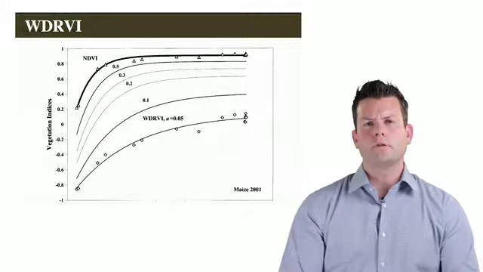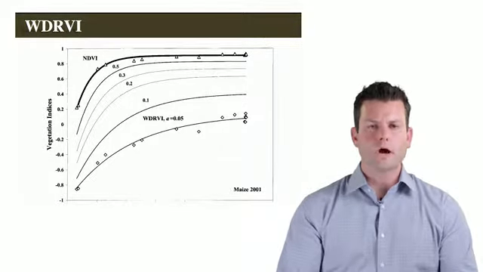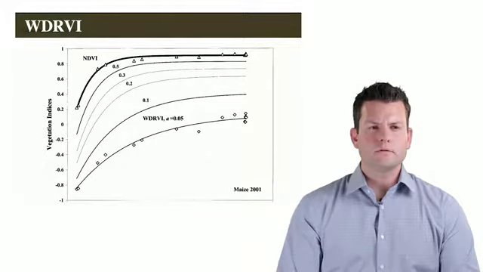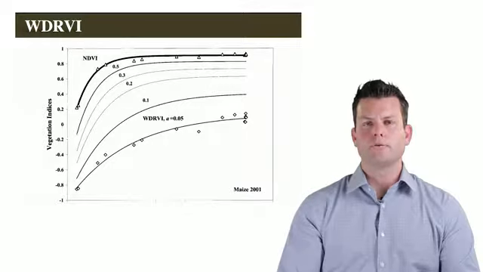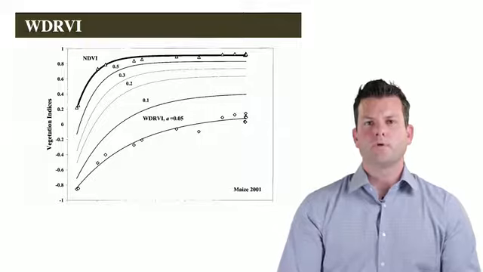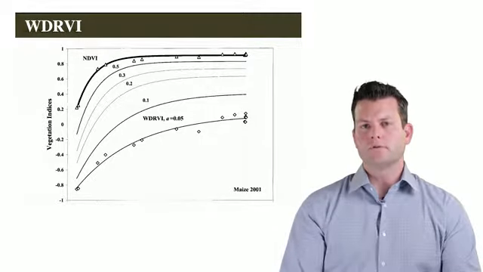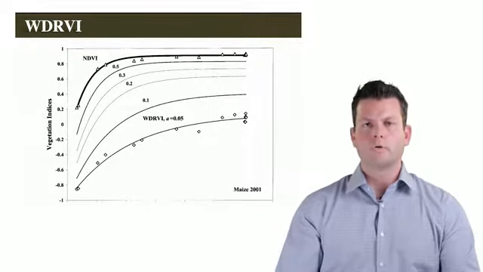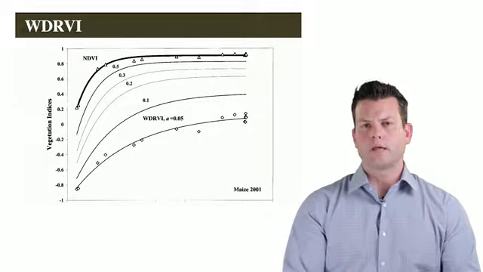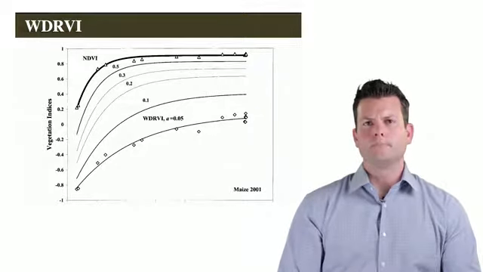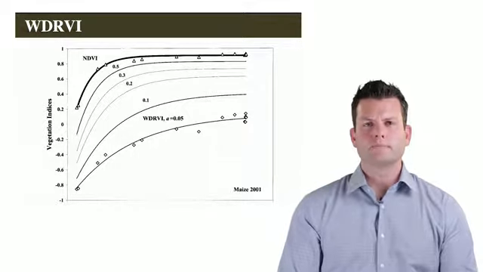I think that the drawback here is that selection of A tends to be pretty subjective, and it's something that you have to play with on your own until you find a value of A that is optimal for your solution. I think you can tend to err on the side of a very low value of A simply because you're going to get closer and closer to a linear response in the WDRVI to LAI as A decreases.